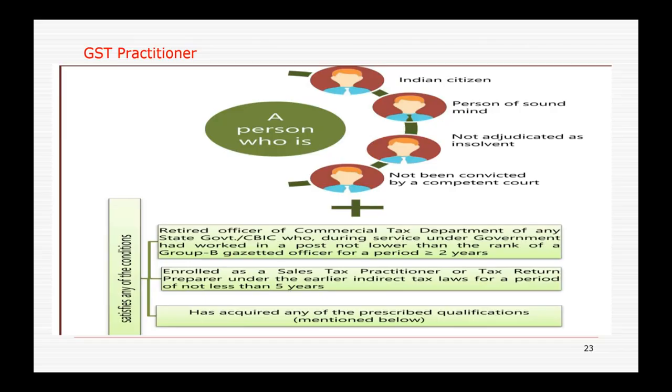The retired officer of the Commercial Tax Department of the state government or CBIC, who during service under the government had worked in a post not lower than the rank of Group B gazetted officer for a period of 2 years, can do it also. And enroll as a sales tax practitioner or a tax return preparer under the earlier indirect taxation law. They can also, not less than 5 years, they are also qualified.